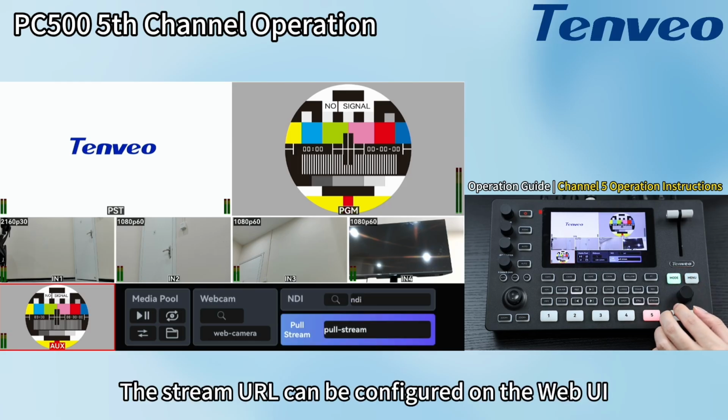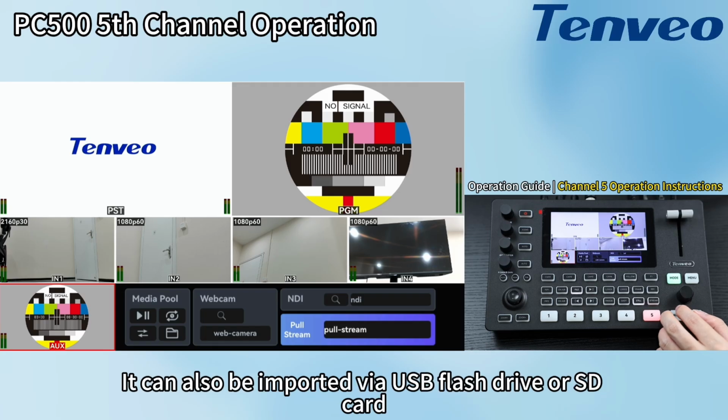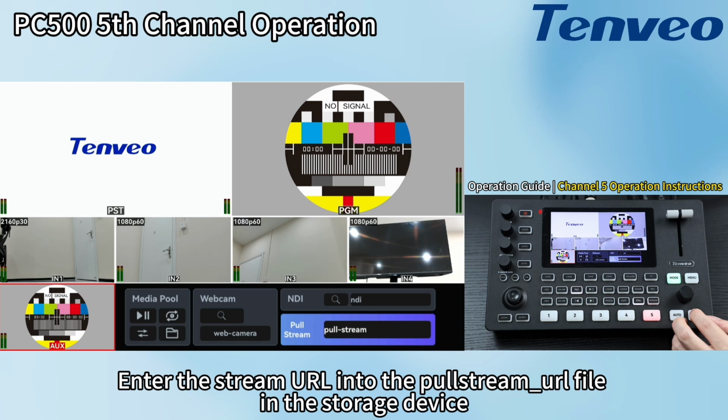The stream URL can be configured on the web UI. It can also be imported via USB flash drive or SD card. Enter the stream URL into the pull-stream.url file in the storage device.